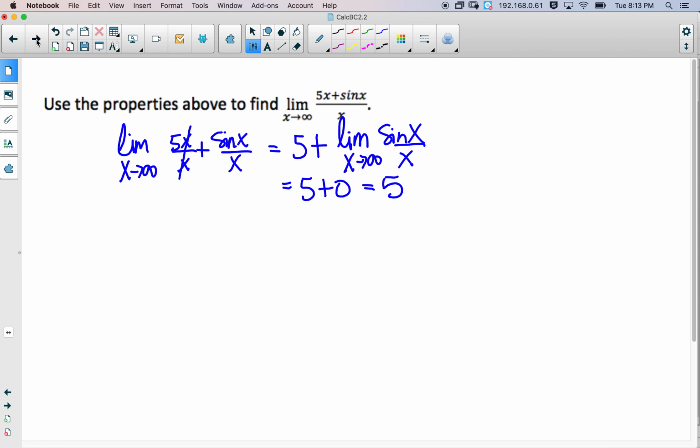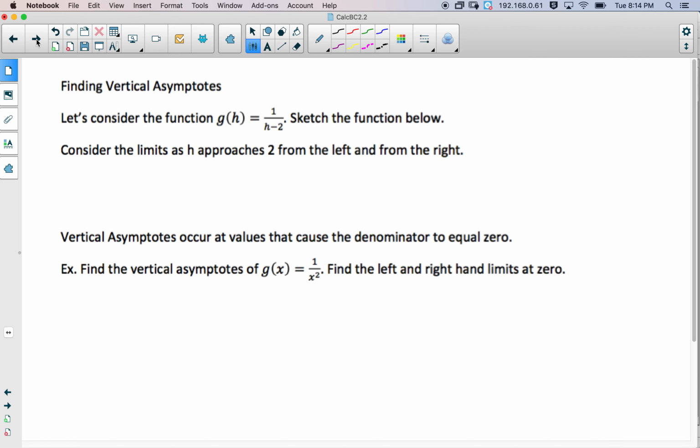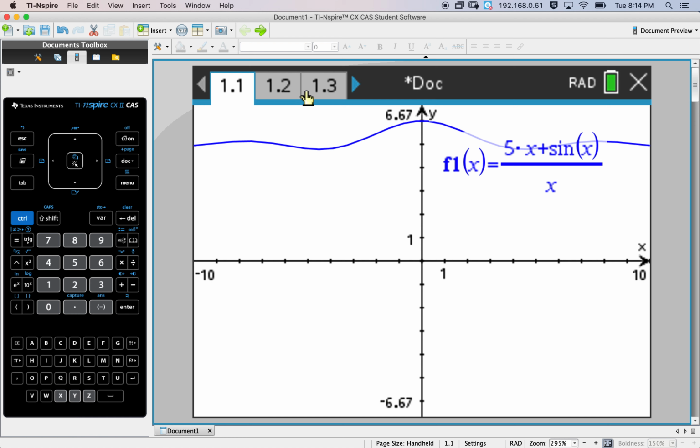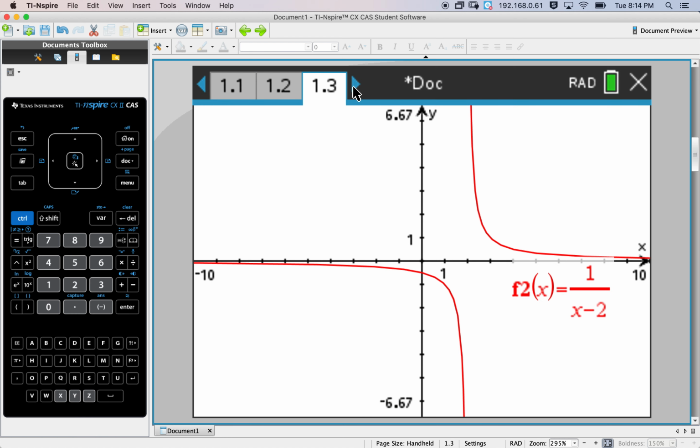So the next topic we're going to talk about is vertical asymptotes. Let's consider this function right here. Let's sketch the function below, and we're going to consider the limit as h approaches 2 from the left to the right. So going back, I've preloaded all the graphs because we have quite a few, and I thought it would be really painful to watch me type all that in. So, continuing, we looked at that one already. Here, instead of h, I used x. But the function is 1 over h minus 2, and in my calculator it's 1 over x minus 2.